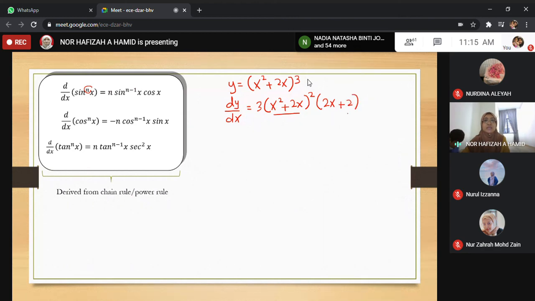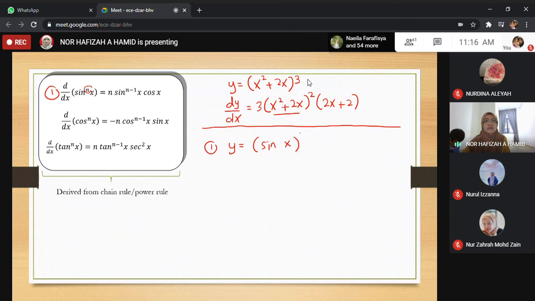Okay, so ni yang last class. Kita nak solve using power rule or chain rule. Okay, so kita pakai konsep yang sama, tapi beza dia kita function dia tukar in terms of trigonometry. For example, yang number 1 ni, kalau saya ambil function dia y equal to sin x, sin x to the power of 3.